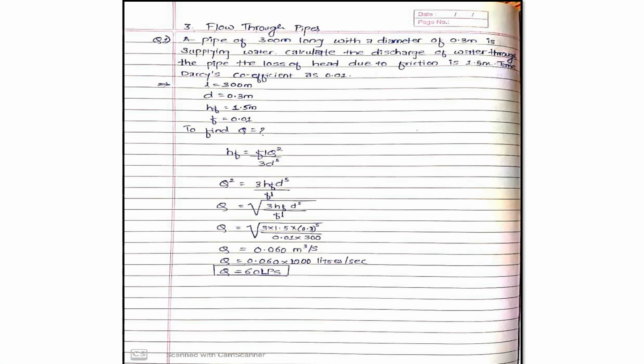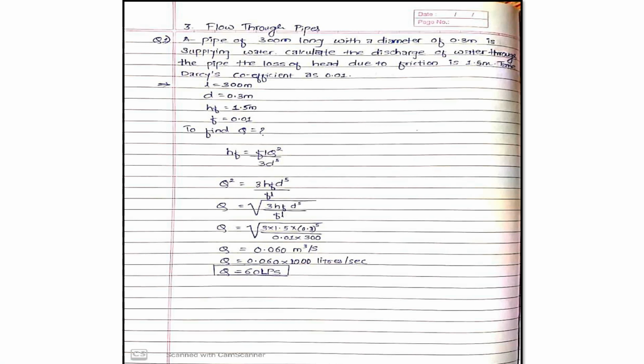A pipe of 300 meter length with a diameter of 0.3 meter is supplying water. Calculate the discharge of water through the pipe. The loss of head due to friction is 1.5 meter. Take Darcy's coefficient as 0.01.